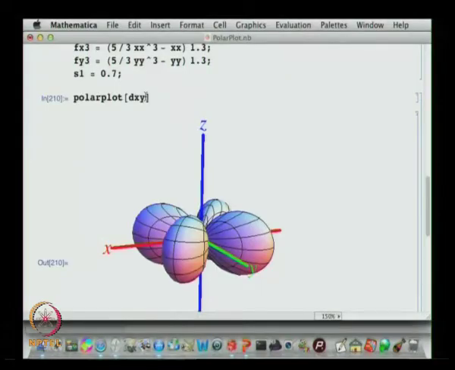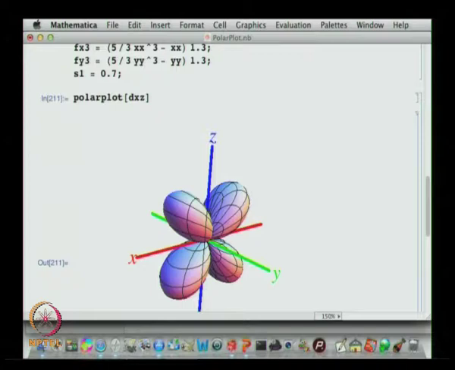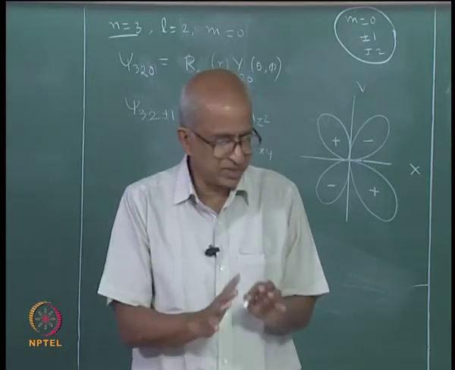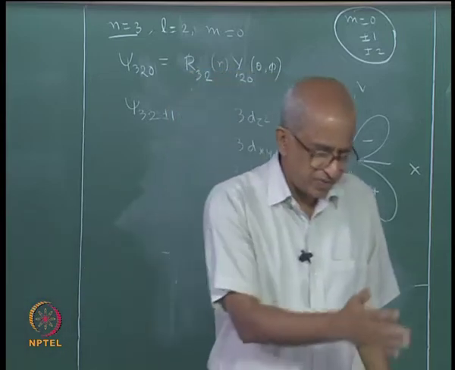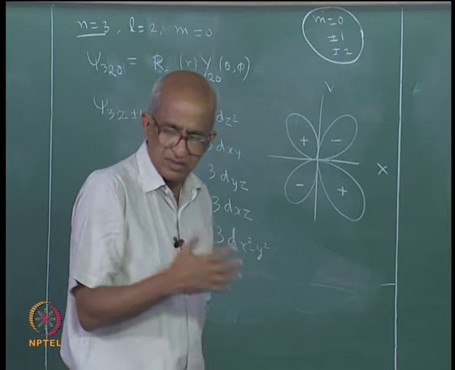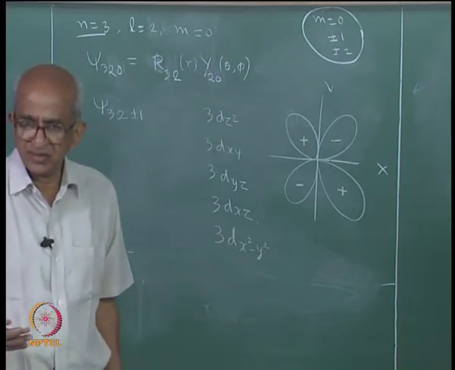So, 3D xz, what will happen? The appearance is the same, except that the orbital is lying in the xz plane. It is very similar to xy, except that everything is now in the xz plane. And of course, both of these orbitals have two nodal planes.